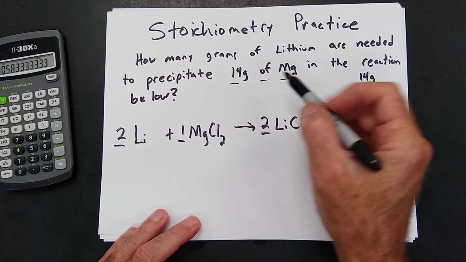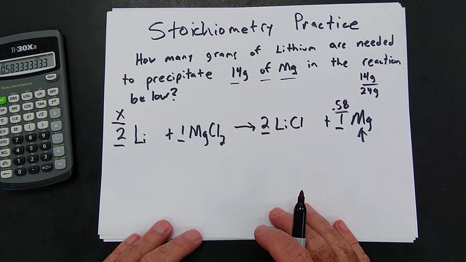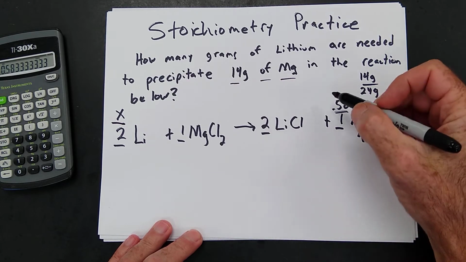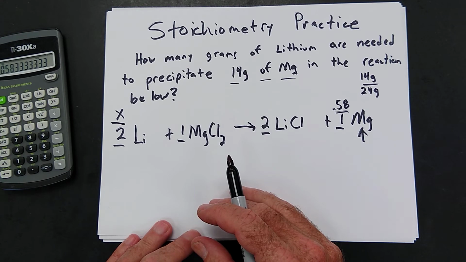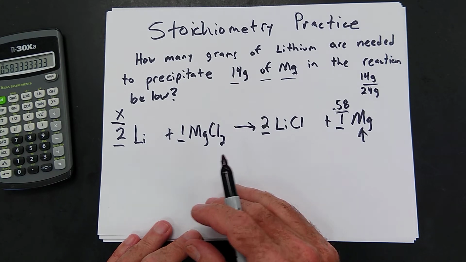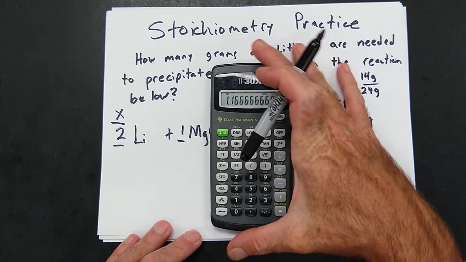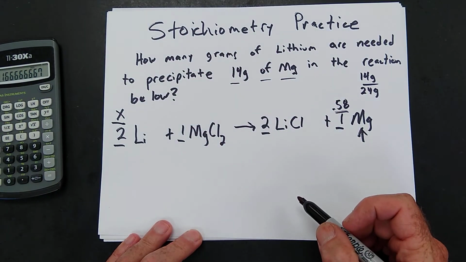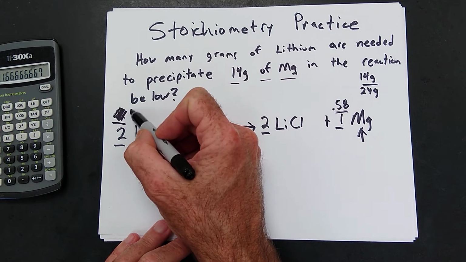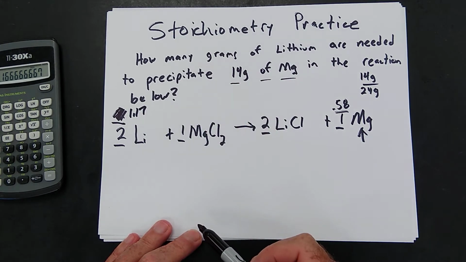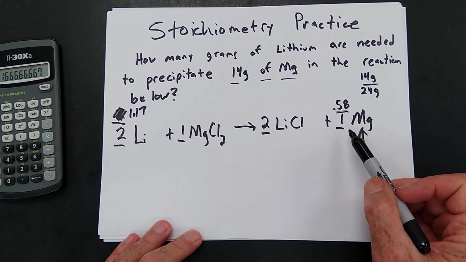So how many grams of lithium? So over here, we need an X, all right? Now we've got to solve this ratio. 0.58 over 1 is equal to X over 2. I'm going to ask you at home, what is the answer to that? It is 1.17 or 1.16. It's really 1.17. So we find out that 1.17 moles of lithium would produce 0.58 moles of magnesium.